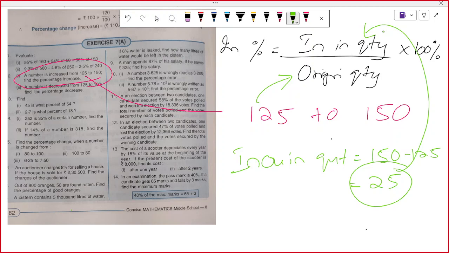Excuse me, sir. Yes. Sir, before you gave us one formula, no, sir. Percent increase is equal to new minus old, divided by old, into 100.